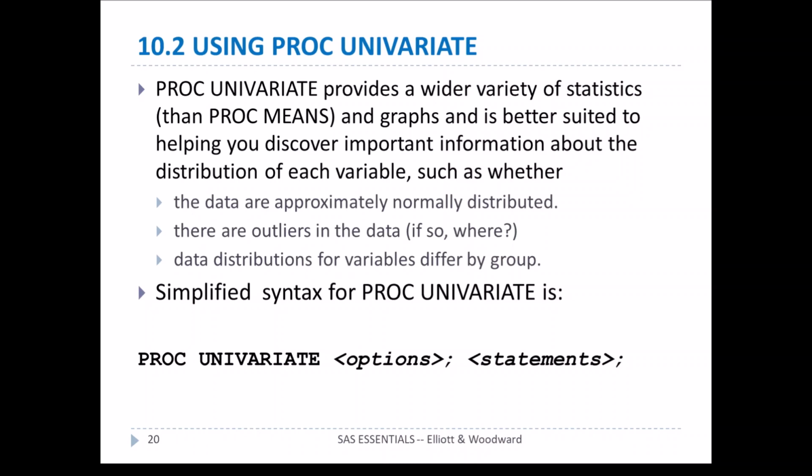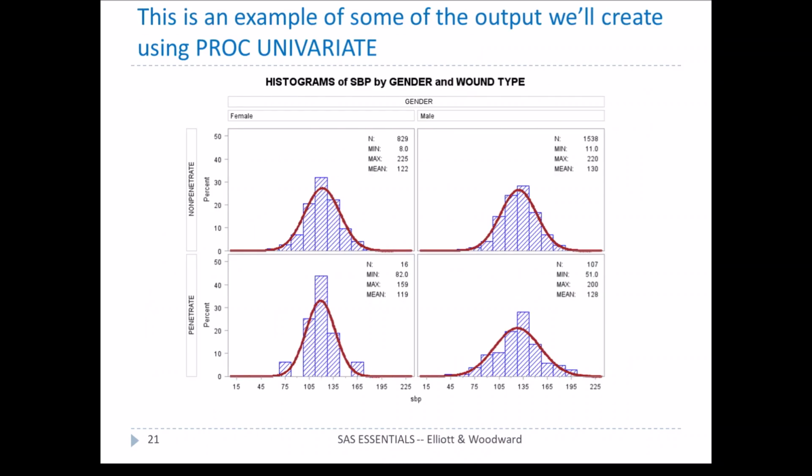For instance, is it normally distributed? Are there outliers, and if so, what are they? What kind of data distribution for the variables do we have? So a simplified syntax for PROC UNIVARIATE is, and it obviously looks very much like PROC MEANS, PROC UNIVARIATE with options and statements. So a typical kind of format for a procedure in SAS.